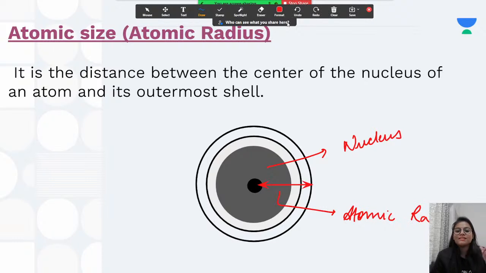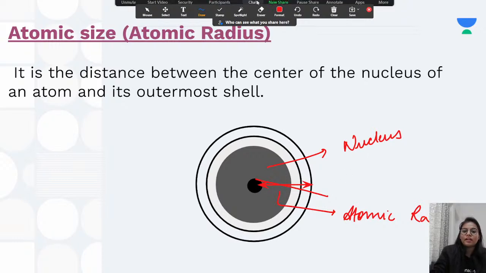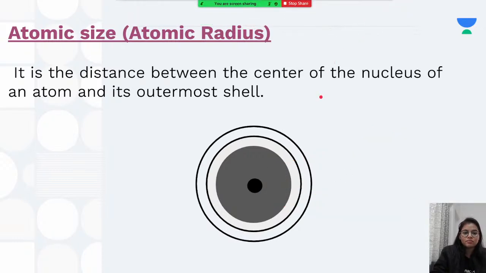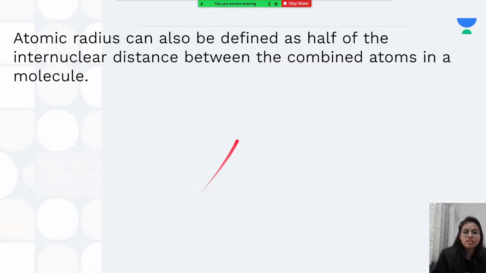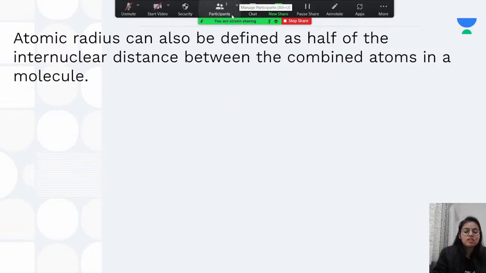So what is the definition? The distance between the center of the nucleus of any atom to the outermost shell. This particular distance will be the atomic radius or atomic size. Atomic radius can also be defined as half of the internuclear distance between combined atoms in a molecule.